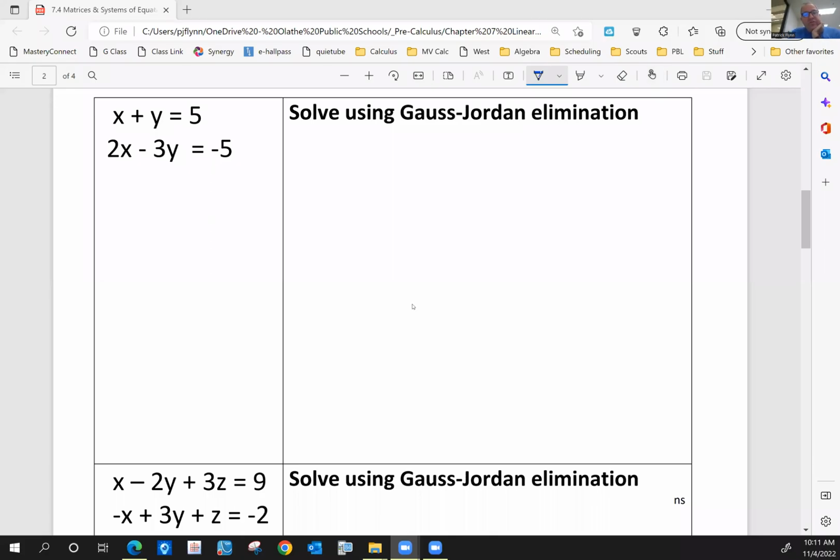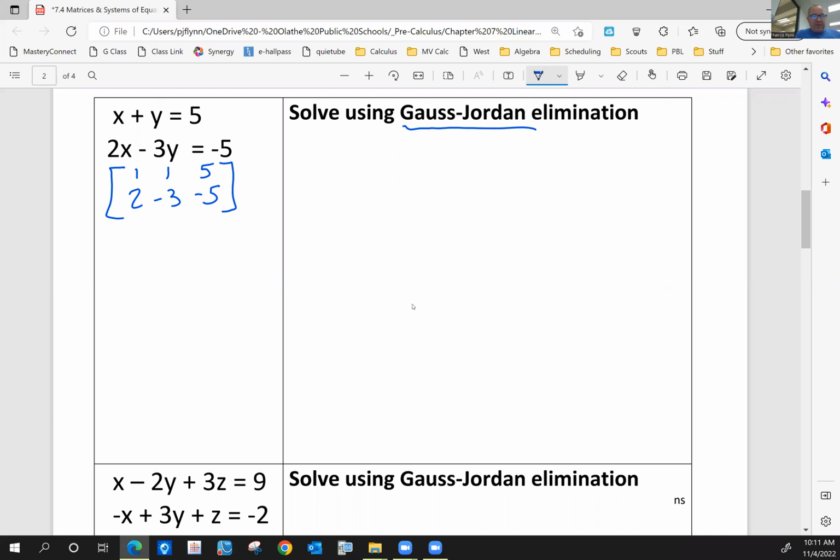Okay, so what we're going to do is solve something using the Gauss-Jordan elimination method. We've been using the Gauss method all the time. Now we're doing the Gauss-Jordan. The first thing to do is to place this into a matrix.